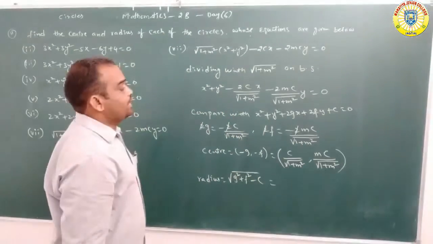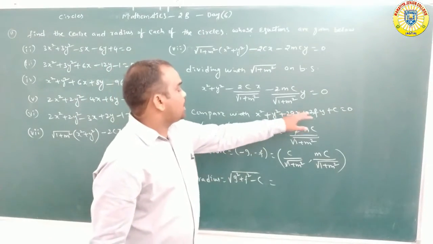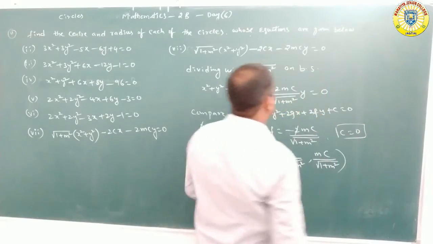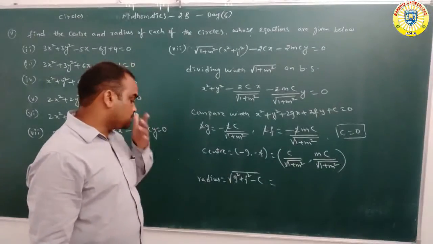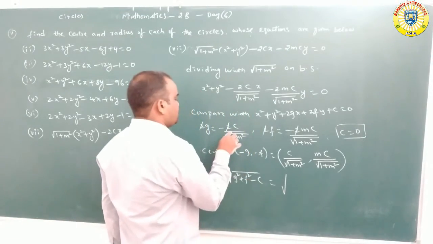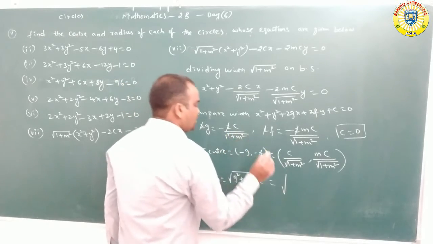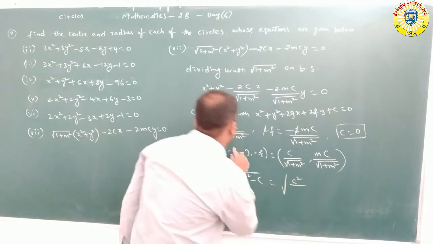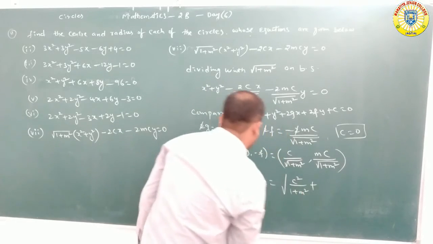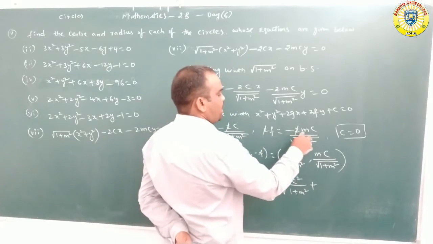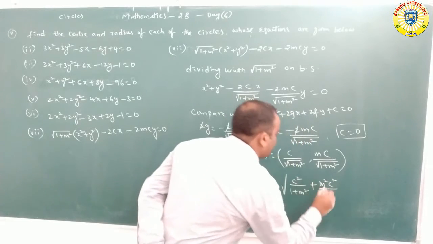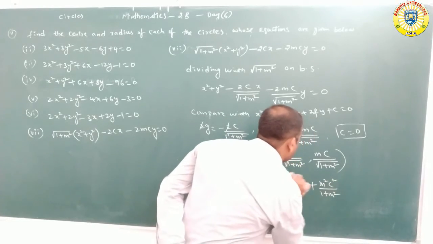Okay? Here there is c value 0. Compare with x square plus y square plus 2gx, here c equal to what is the value, sir? 0. There is no constant value, that's why c equal to 0. g square plus f square minus c. So minus g, so g square is nothing but c square by 1 plus m square. That is nothing but g square. f square is equal to minus mc, that is nothing but m square c square by 1 plus m square.